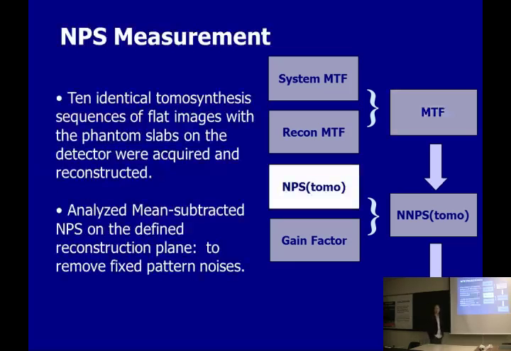And we also do some noise measurement, a physical measurement. We have some Gaussian functions to mimic the glandular tissue and put them on the detector. So we can take flat images with the function and then compute the noise power spectrum. These are the general imaging parameters we evaluate for image quality.